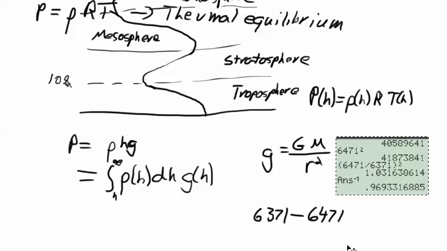So we can just make this equation be P, the pressure, is the integral of rho g dh, and we'll just say that rho is a function of height, but g is just a constant.